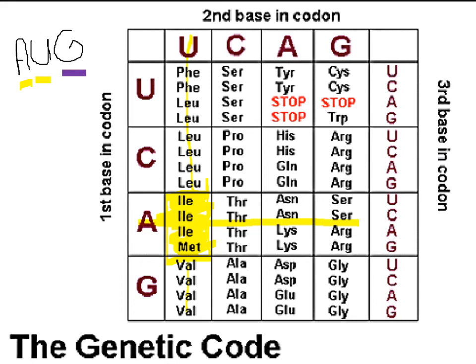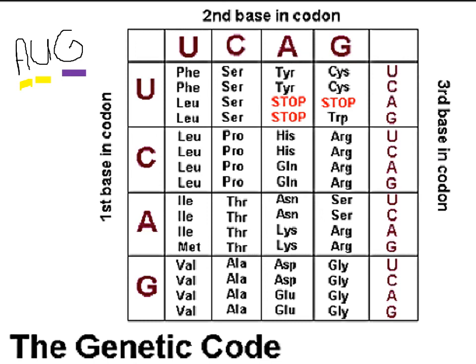So we use A and U to find this box. And then you go over here where the third base is, and we have a G. And the G is the last one in the box, which means AUG gives me the last one, so it gives me MET. So let's clear that one off.